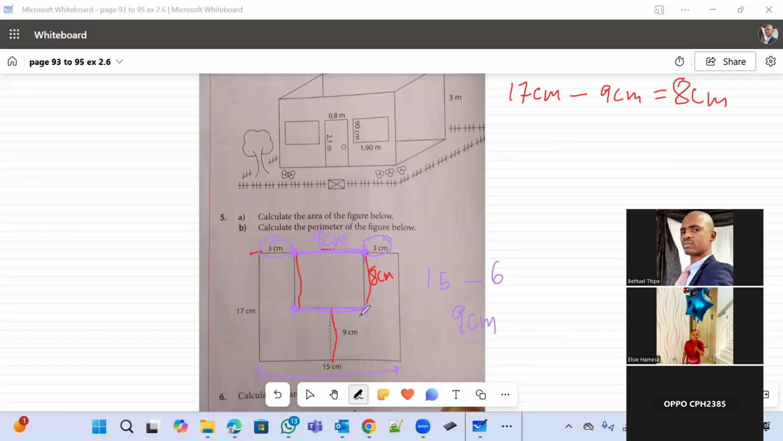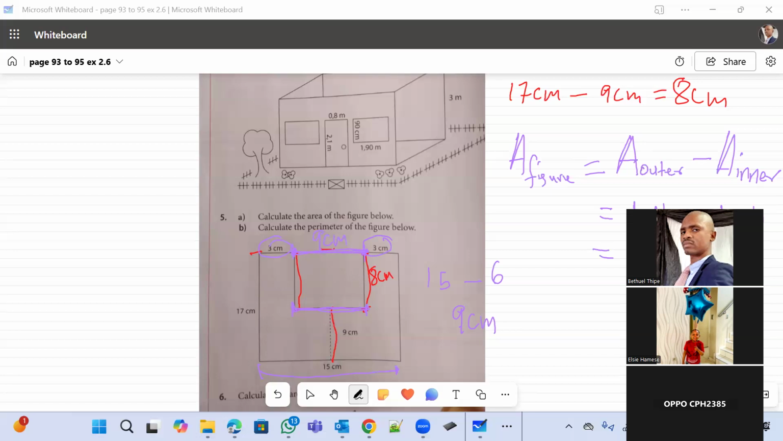Now, the question says calculate the area of the figure. The area of this figure will be given by the area of the bigger object, which I call the outer, minus the area of the inner object. For the outer area, I say length times breadth, and the inner is also length times breadth. For the outer, what is the length there? 17, isn't it?